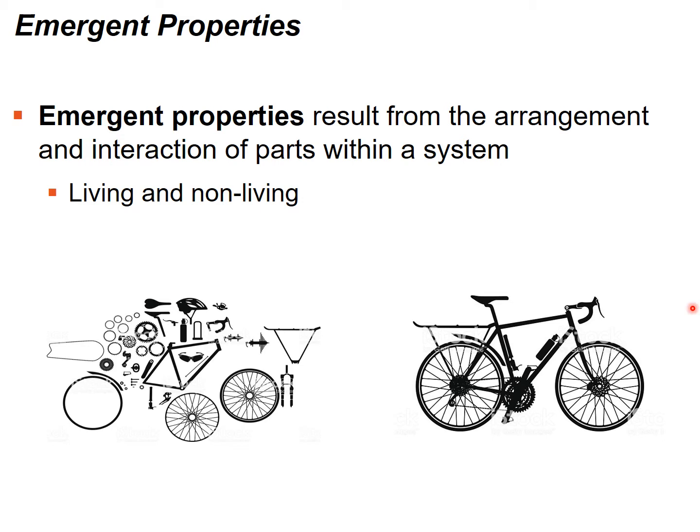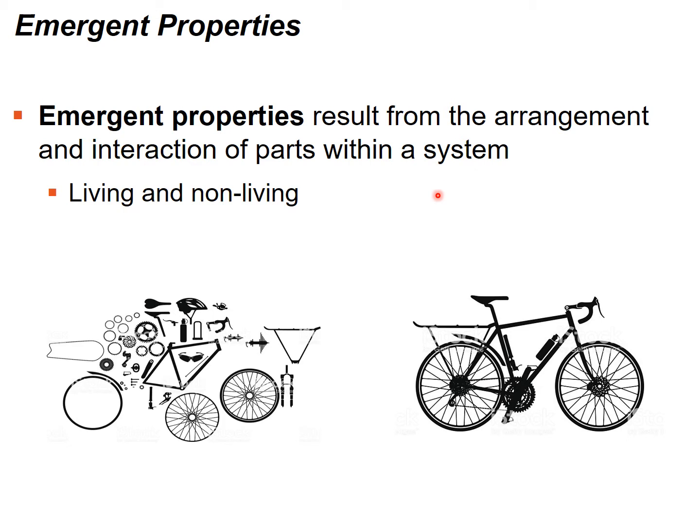So we just went over the different levels of hierarchy of life. Well, living things have what's called emergent properties. Remember, living things are made up of many different things that come together to create a functional organism, really. So emergent properties result from the arrangement of all of these different things or parts within a system. And we could call a system a living organism. For instance, a human being like you.